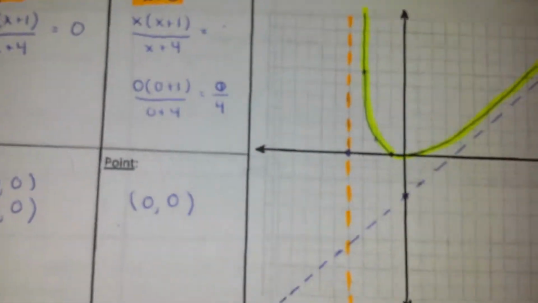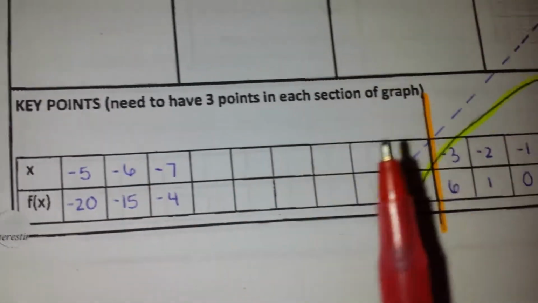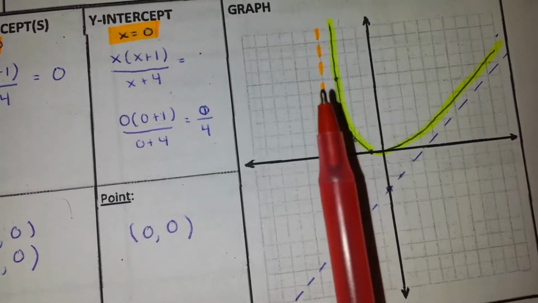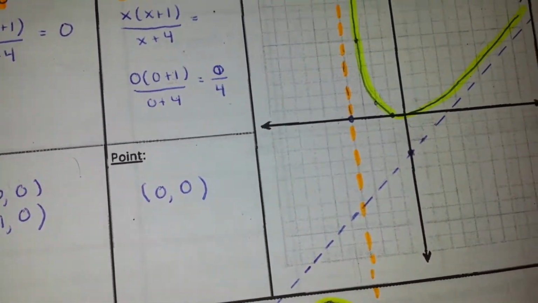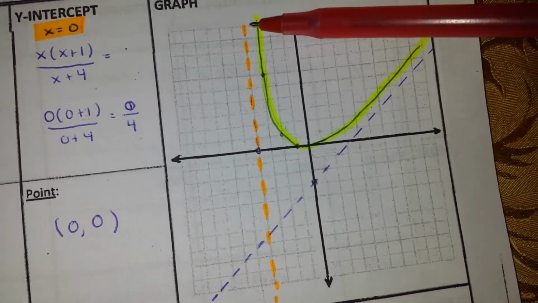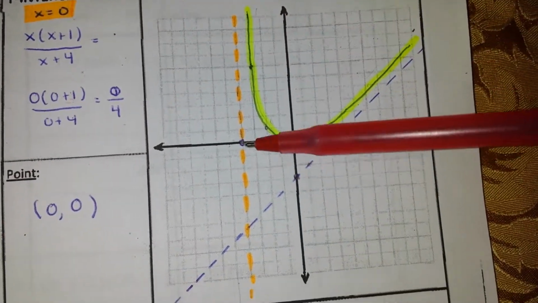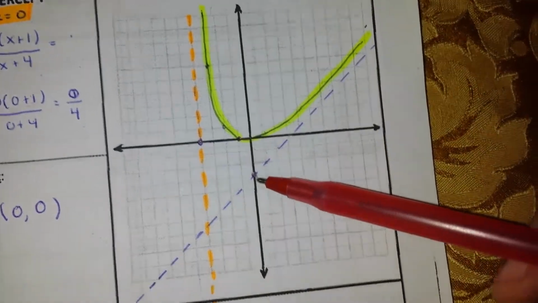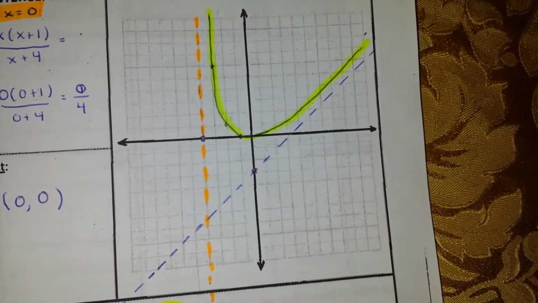And we're going to move on to our key points. I divided this with the line, so we're going to look at 3 points on this side and 3 points on that side. Remember, when you're graphing, to mark your vertical asymptote and your slant. Your vertical should be at x equals negative 4 and your slant should be y equals x minus 3. It should look something like this.